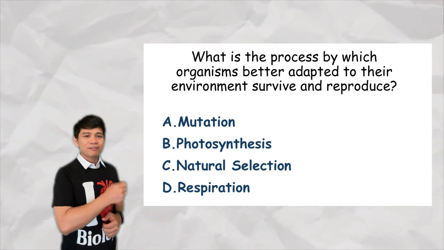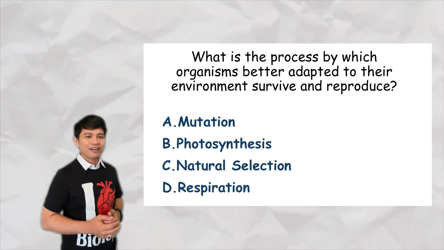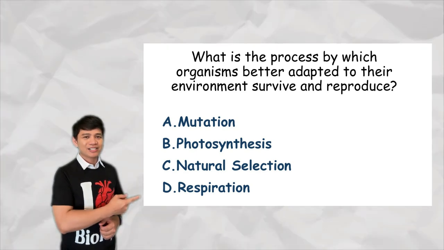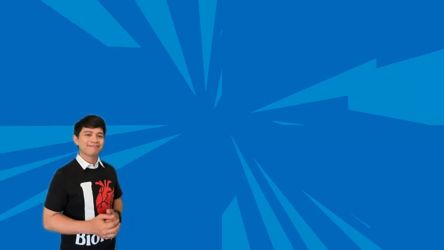What is the process by which organisms better adapted to their environment survive and reproduce? A. Mutation, B. Photosynthesis, C. Natural selection, or D. Respiration. Now, let us apply SMART.